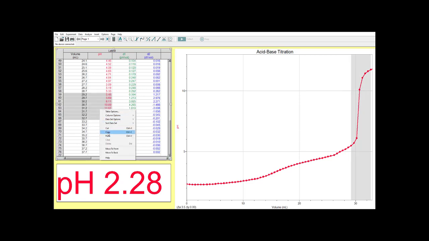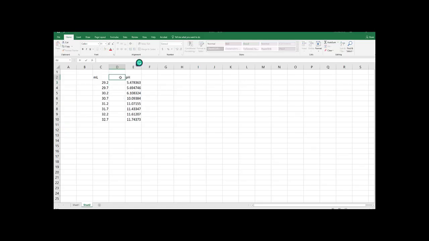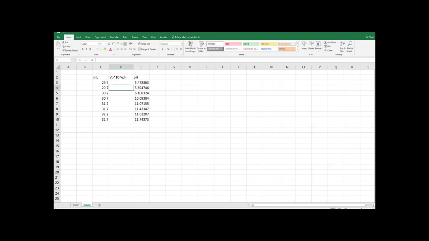Copy that from the table. The Gran plot method requires that you plot the volume on the x-axis, but then something quite unexpected on the y-axis, which is the volume of the base, and this is specific for an acid-base titration curve, so I'll type VB times 10 raised to the negative pH. 10 to the negative pH looks familiar. You say, well, isn't that the hydrogen ion concentration?